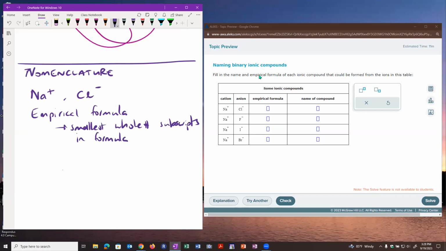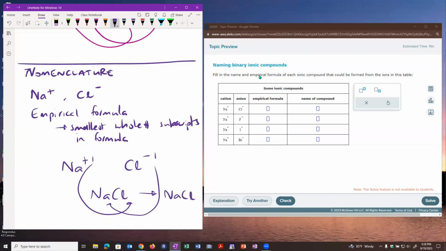So if I have Na plus and Cl minus, remember the ones are understood to be there. You can write the formula again, Na Cl, and do our cross-charge thing. Obviously these are going to combine in a 1-to-1 ratio. So I end up with NaCl. There's nothing smaller than that. So I have Na and then Cl as my formula.